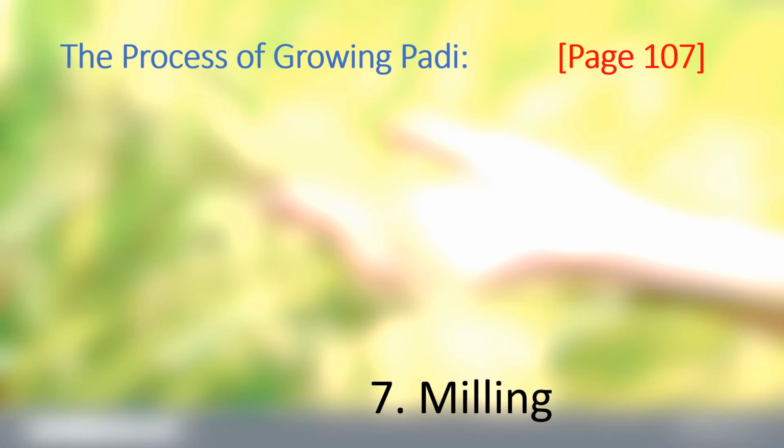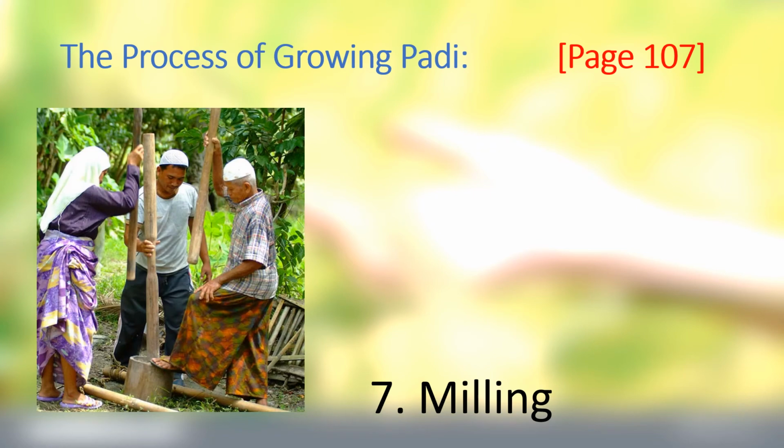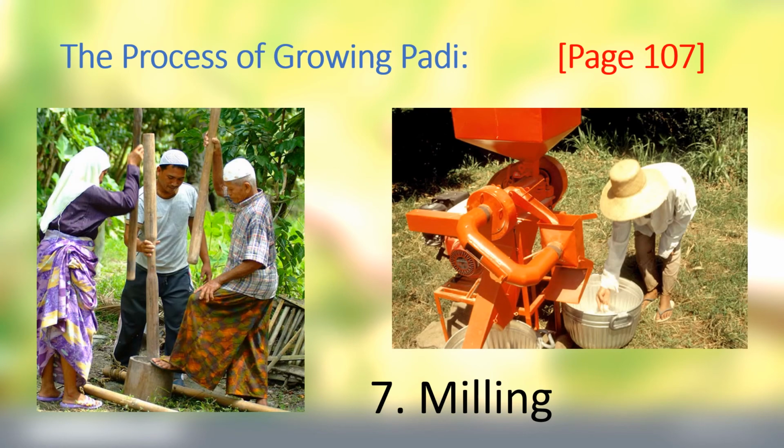Okay, the last process is milling. In this process, we separate the outer layer or the outer skin of the rice and produce the white rice that we eat today.